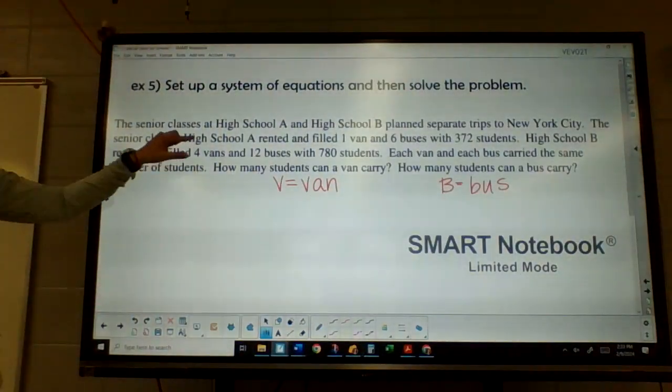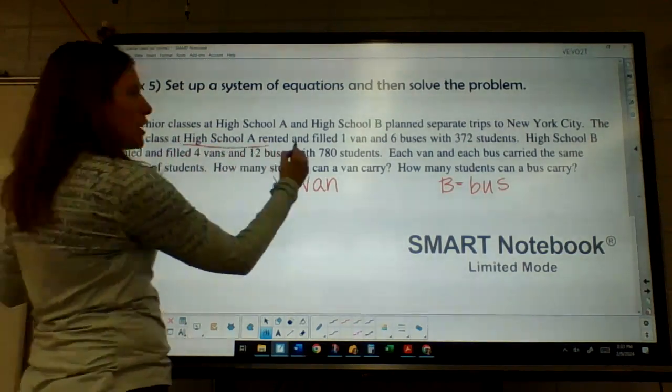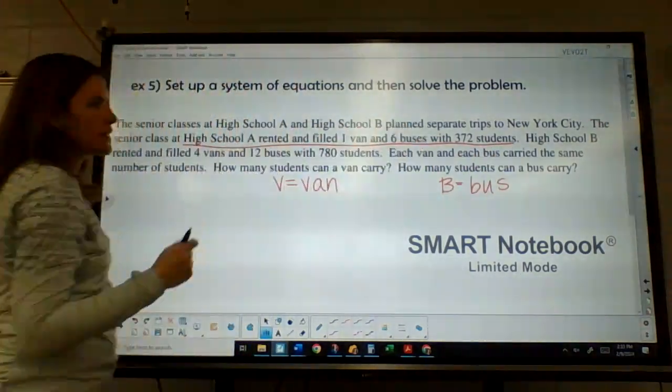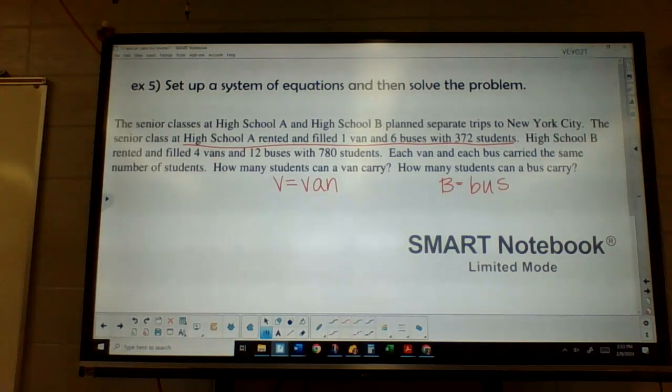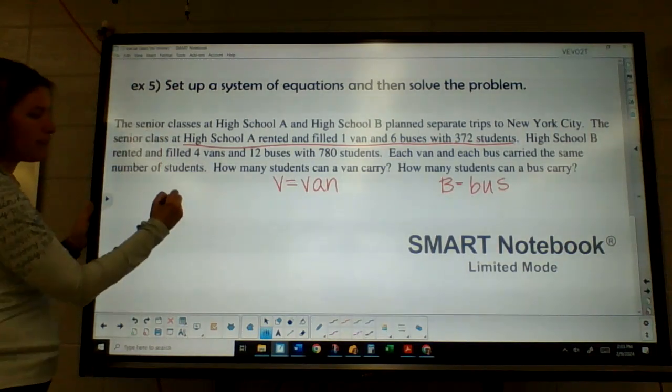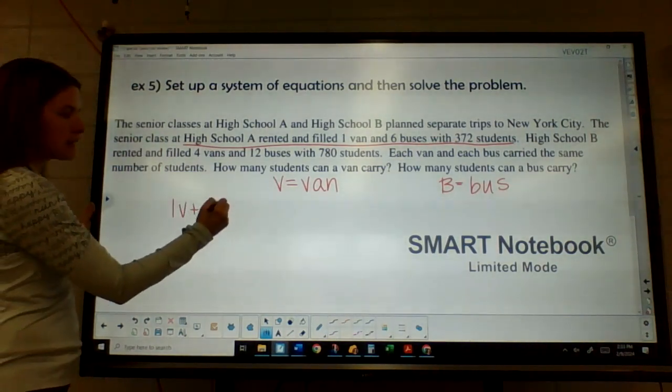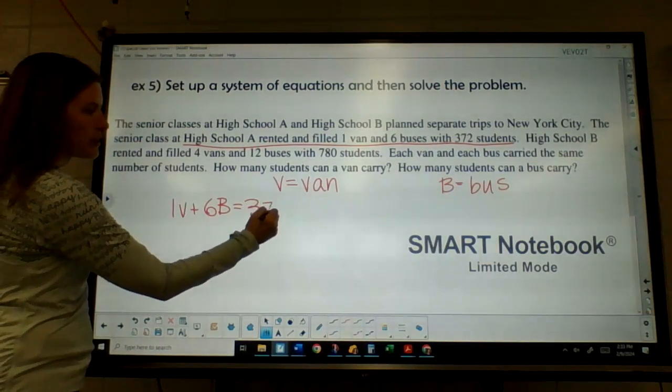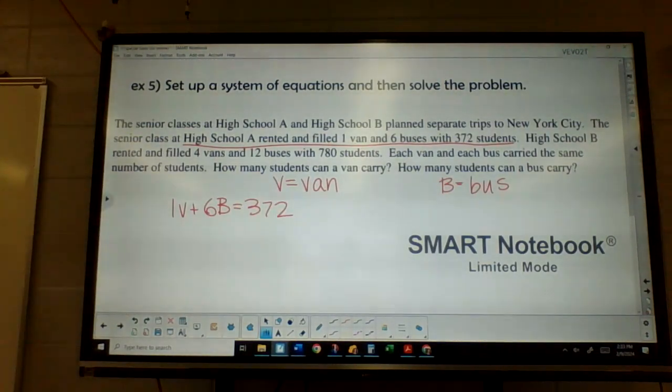Now, the first high school rented and filled 1 van and 6 buses with 372 students. How do you guys think we should set that up? Yeah, what do you think, Reed? V plus 6B with 372. Yeah, and I might even write 1 van plus 6 buses equals 372 students. I don't know how many people are in each of those things, but we're going to set up an equation to help us with that.